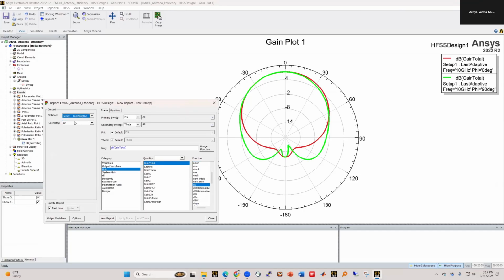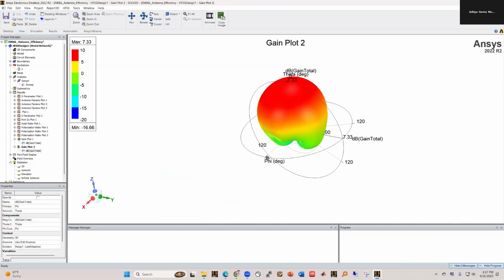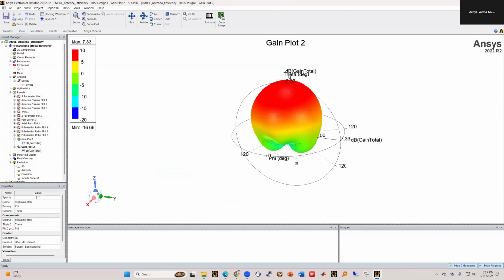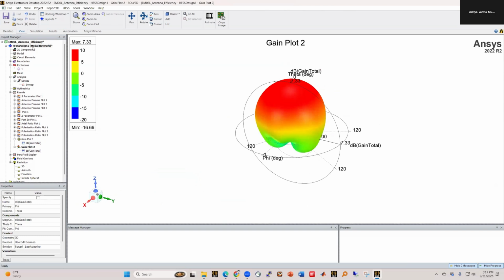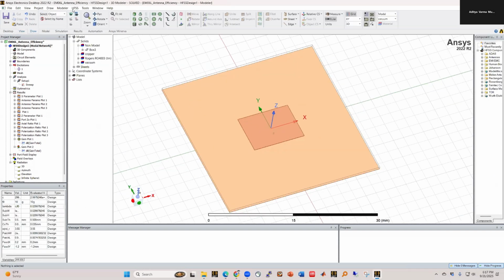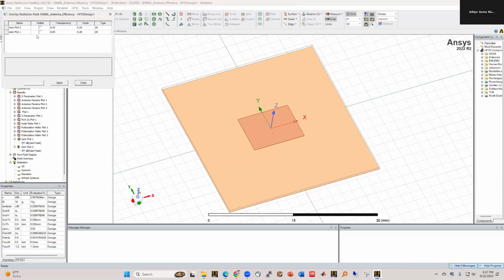Here you should not use this one. You should use the full 3D, right? And then say new report. Okay, there we go. So you see that you have this weird two back lobes, right? So this is a 3D plot. If you want to see how this corresponds to the actual antenna location, you can go back here, say HFSS fields, plot field, radiation field, and we want to enable gain plot 2.